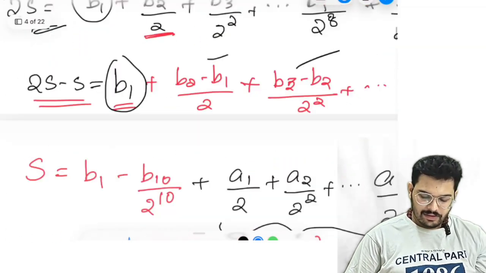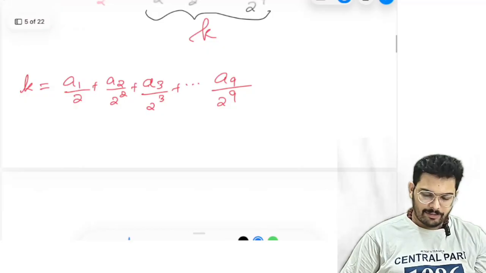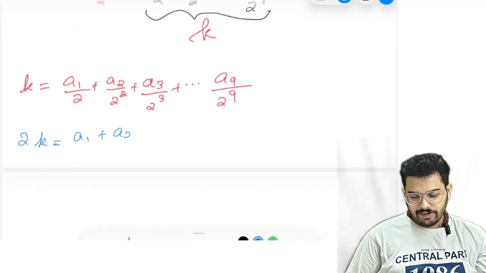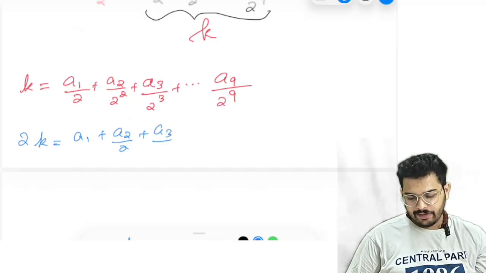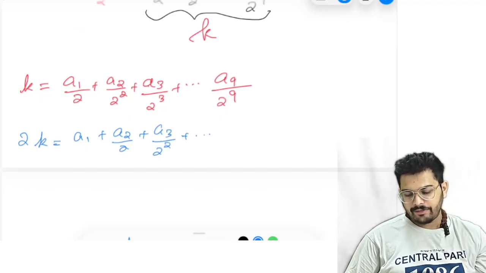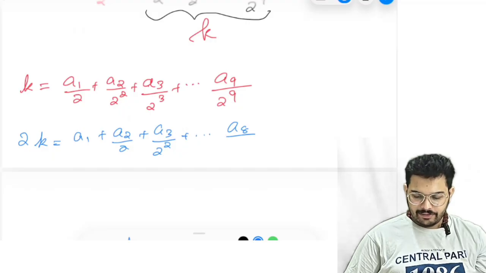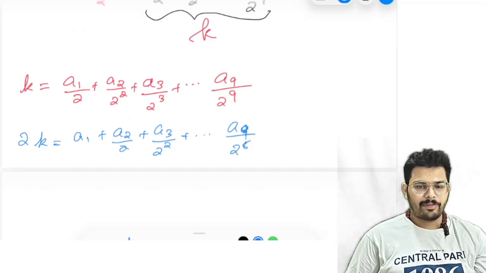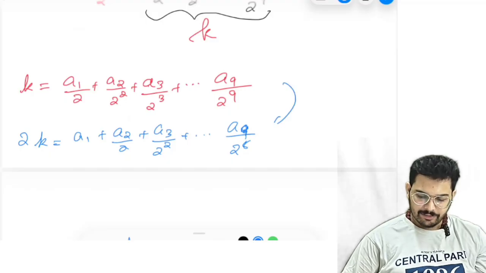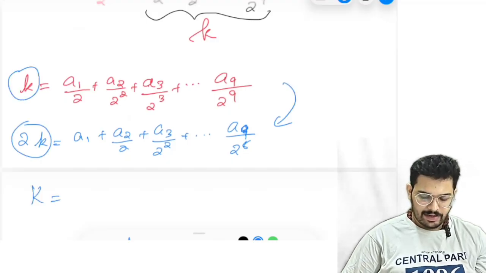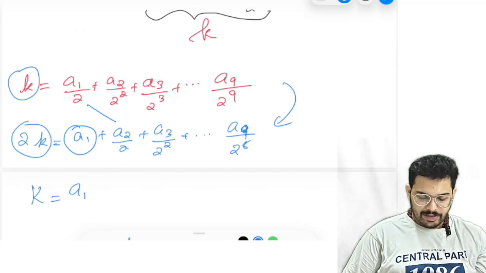Therefore, this value we will be multiplying with 2. So 2k will be equal to a1 plus a2 divided by 2 plus a3 divided by 2 square plus etc., a9 divided by 2 raised to 8, because we are multiplying with 2. Now we will be subtracting. So when you subtract, 2k minus k will be equal to k. a1 will be there, and we will be subtracting these two terms.